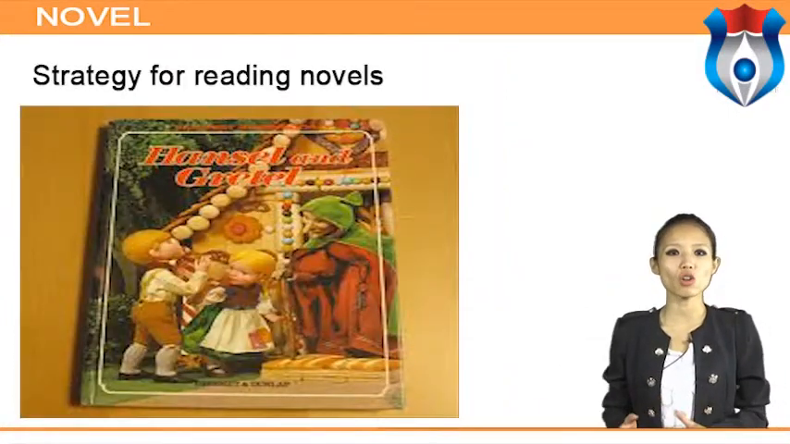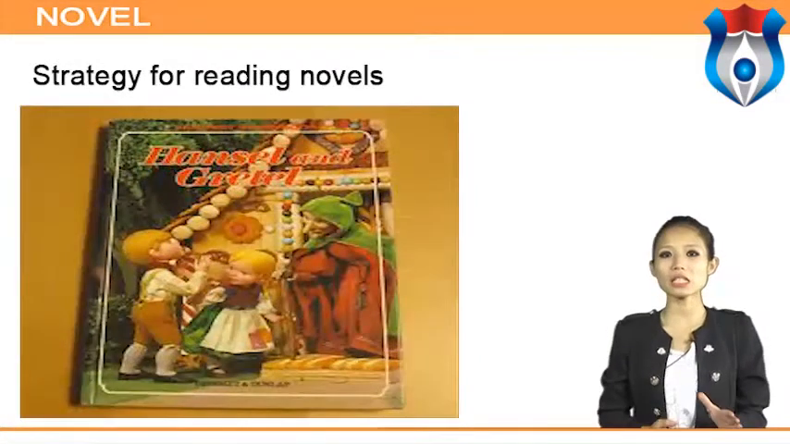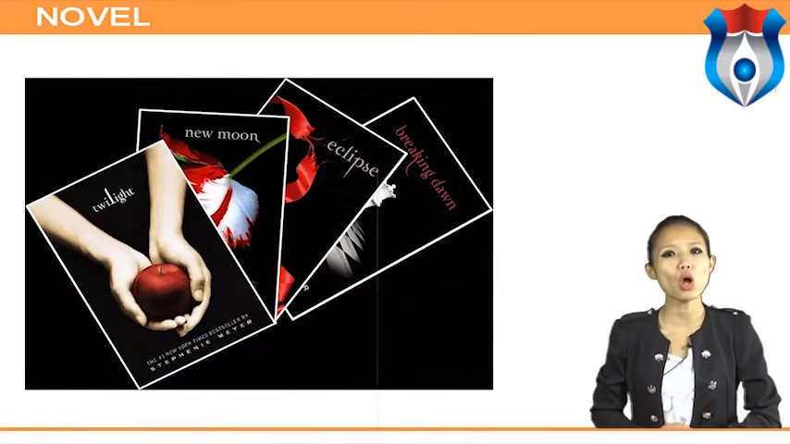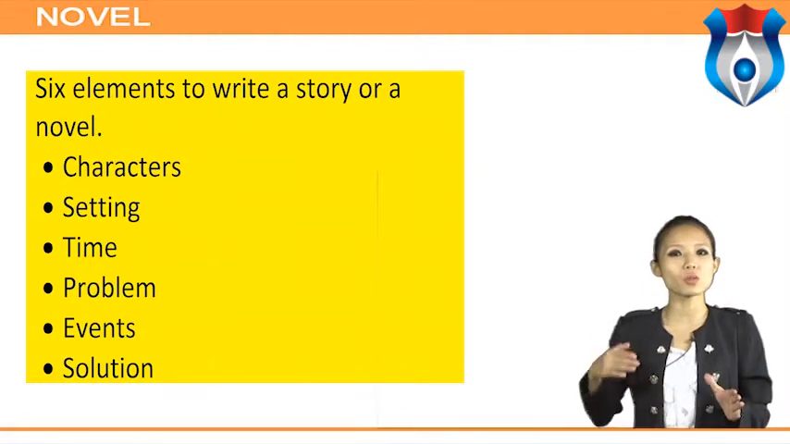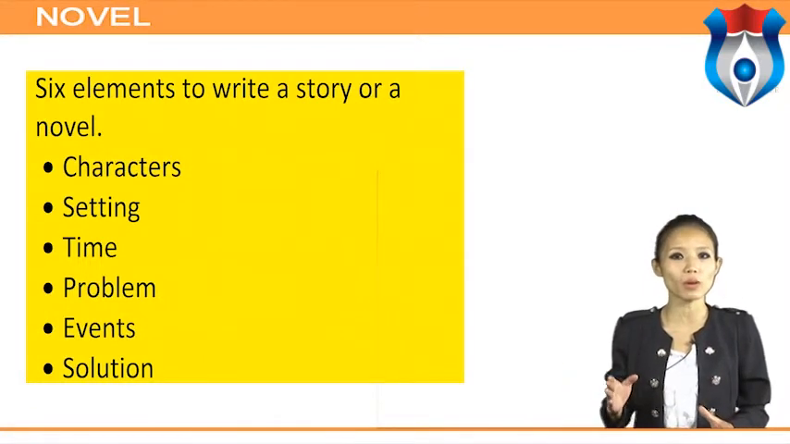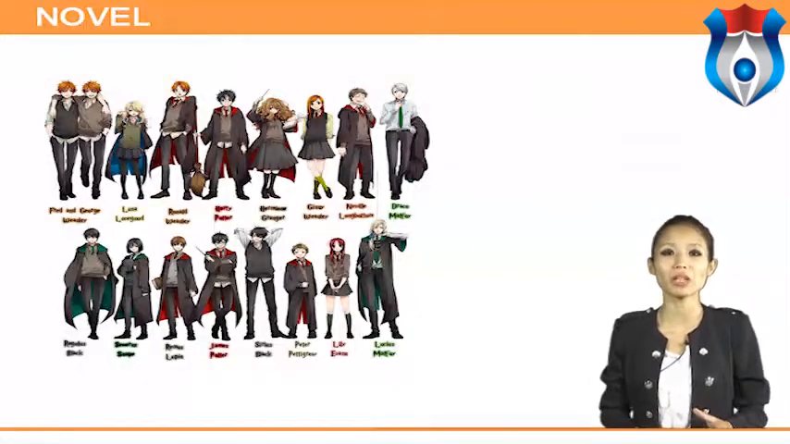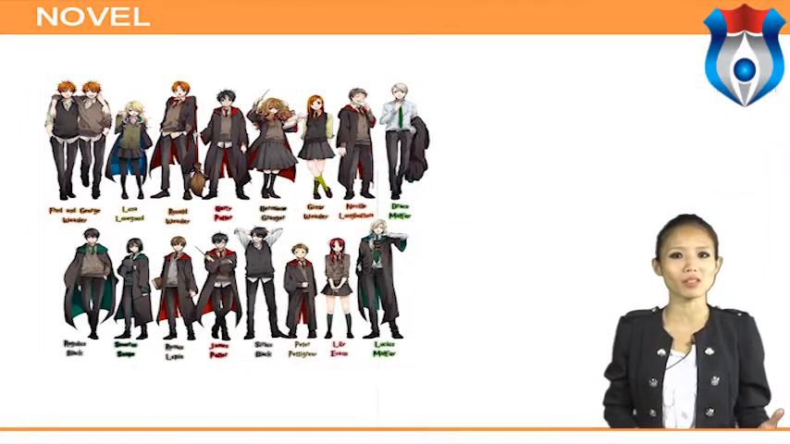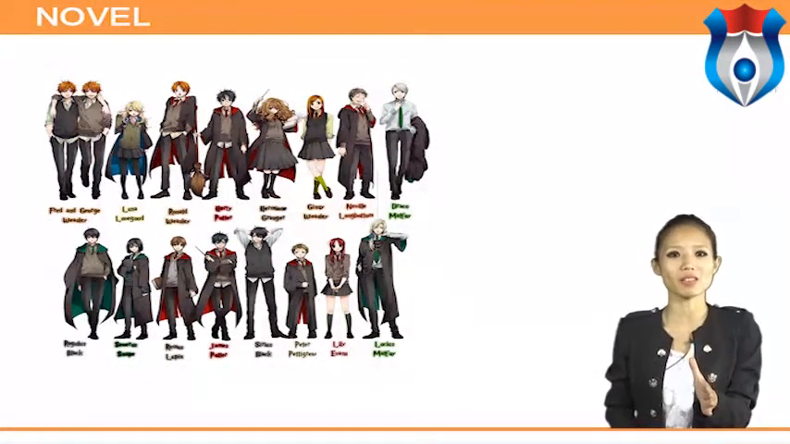Strategy for reading novels. A story is a fictitious tale written to entertain, amuse, or instruct the reader. A novel is longer and more complex. Let us understand the 6 elements used by authors when they write a story or a novel. Characters are the first element to look at when reading a novel. These can be humans, animals, or fiction characters. The story is often seen through the eyes of the main character.